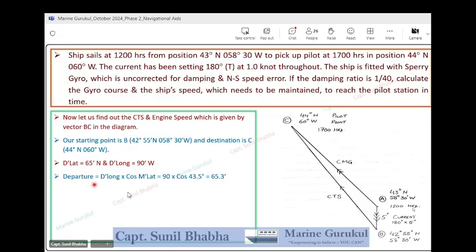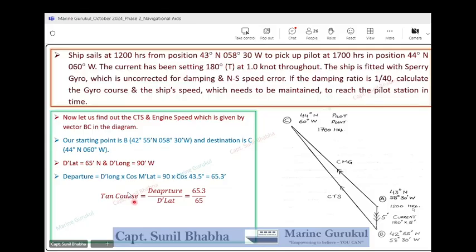So calculating the departure first, equal to D long into cos of MLAT. D long is 90. MLAT, in this case, is going to be the mean latitude between 42 degrees 55 minutes and 44 degrees. Now if you round it off to the decimal of a degree, this comes to be 43.5 degrees. So using this formula, we get the departure as 65.3 minutes.